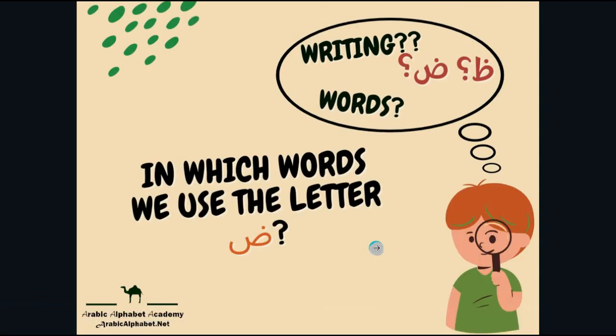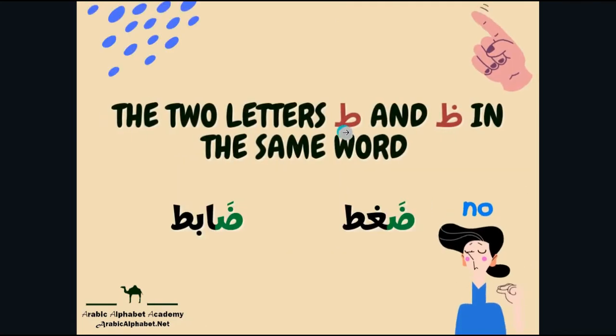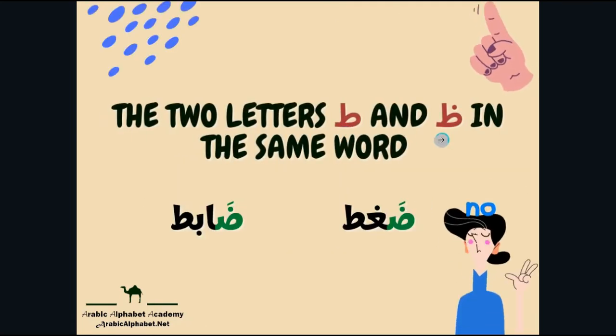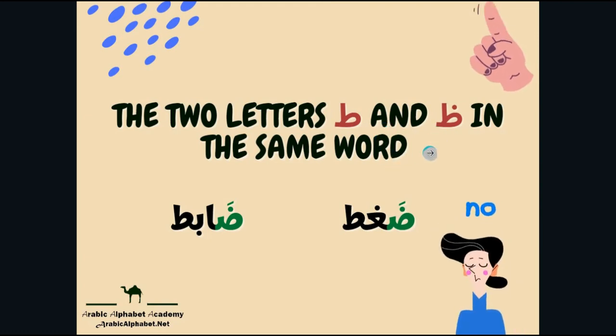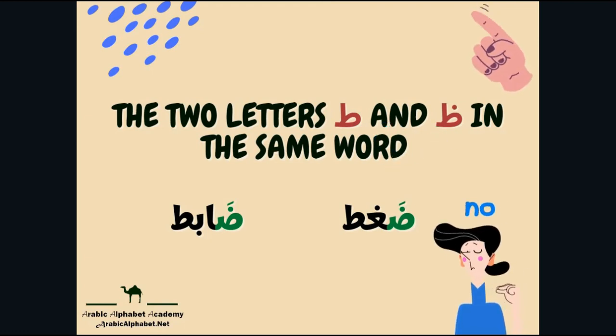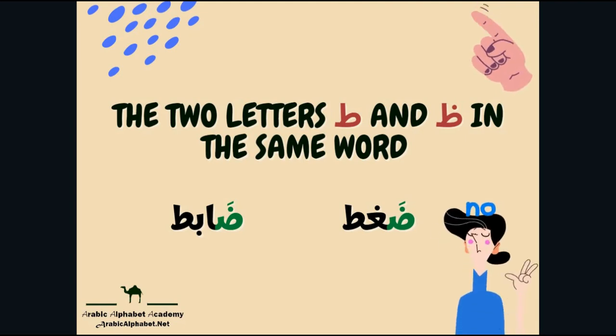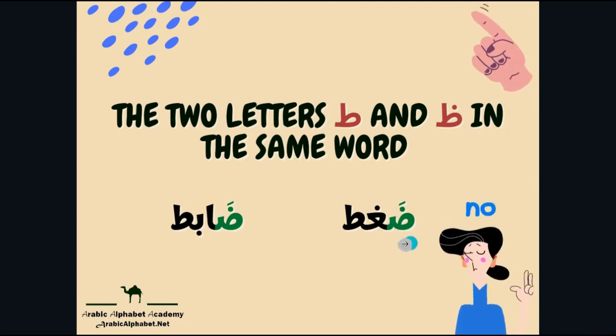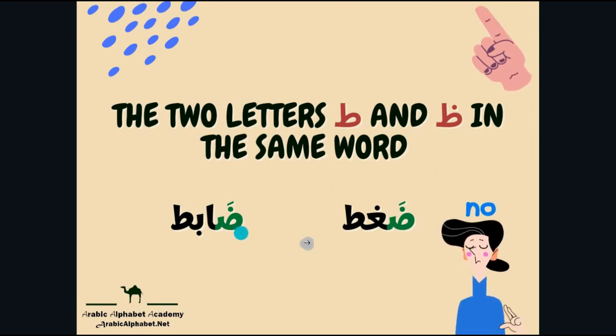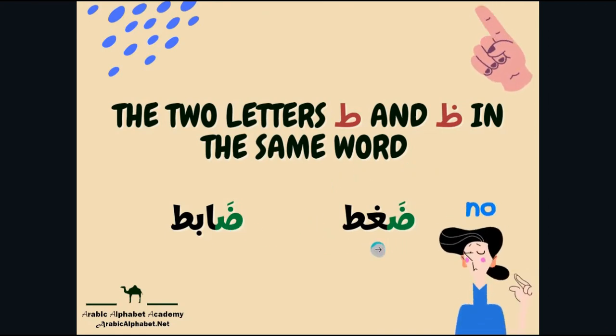What about the writing? As we saw, these two letters are close in pronunciation. So when we hear the sound, how do we know which one is the right form in the written way? There are some rules to check. First of all, the letter ta and dha, they don't come in the same word together. So if the word has ta and you hear the sound of dha but you are not sure is it dad or dha, that is dad. That is the letter of today's video. And here we have two examples, ضغط, pressure, ضابط, an officer.